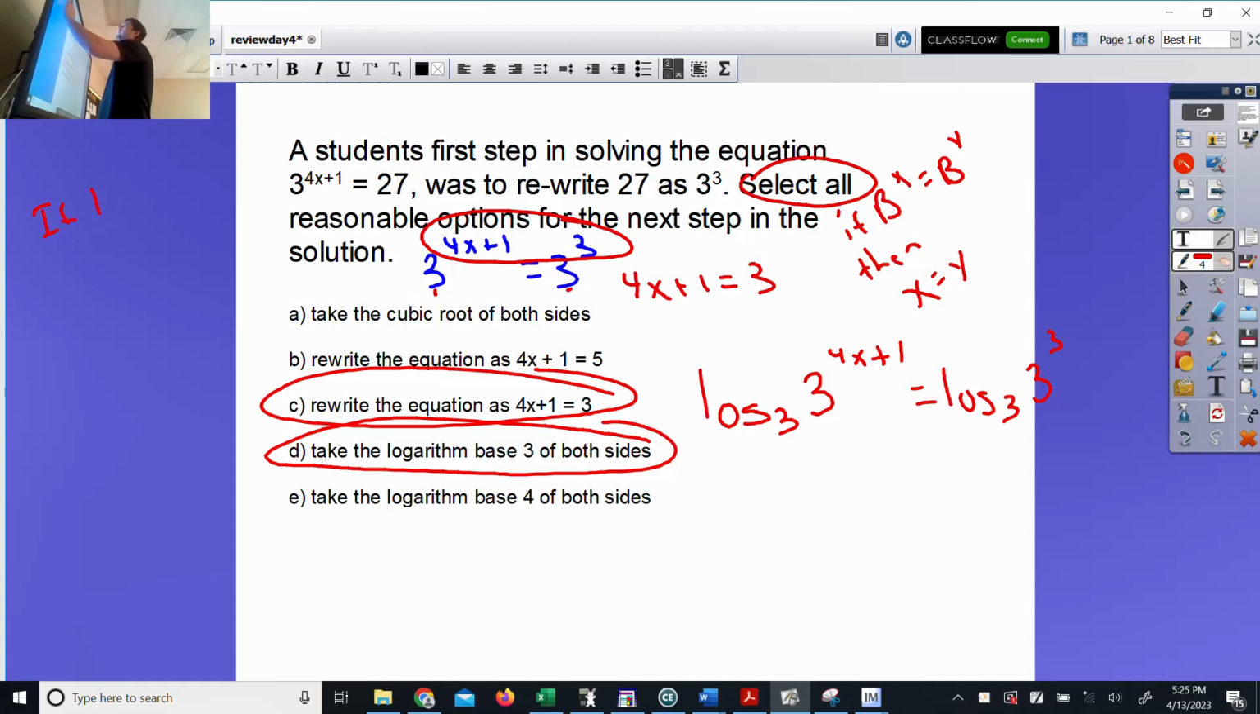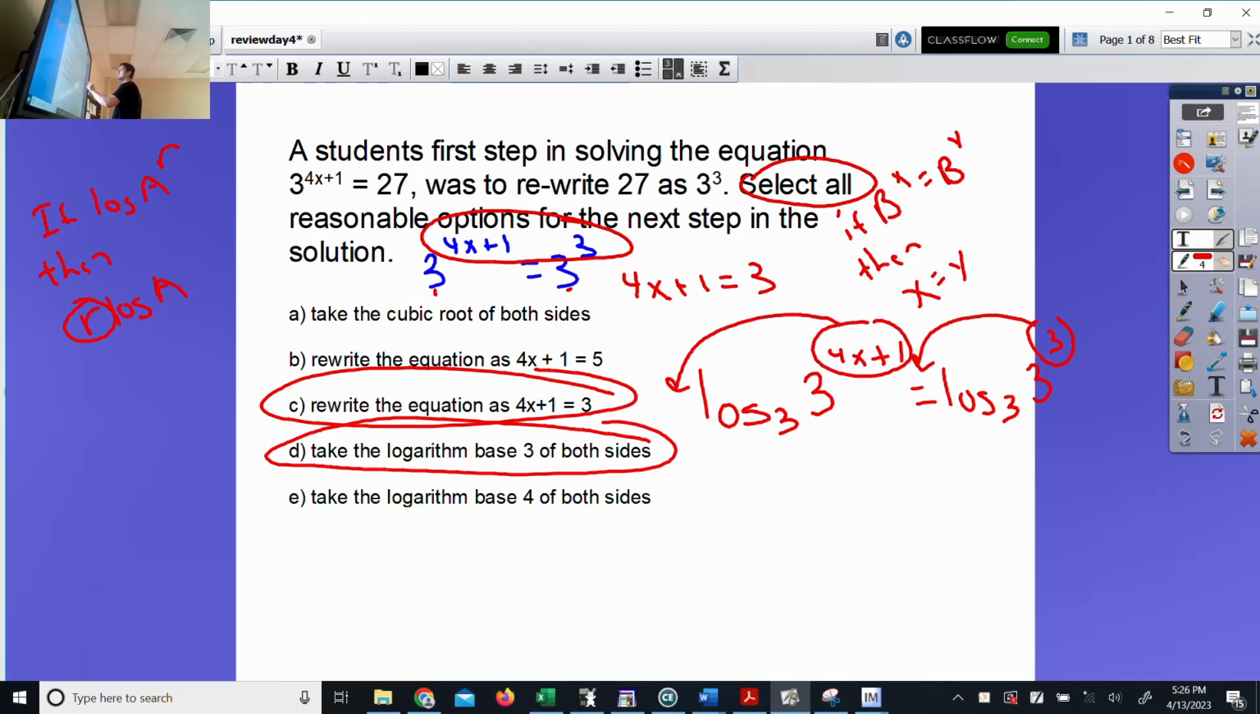If you have a log of something to the r, then r log a. Exponents can be moved out front. So I can take this thing right here and put it there. Same thing with this. Why do you do that? 4x plus 1 times log base 3 of 3 is equal to 3 log base 3 of 3.